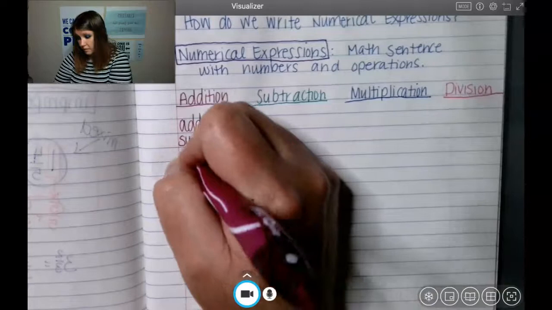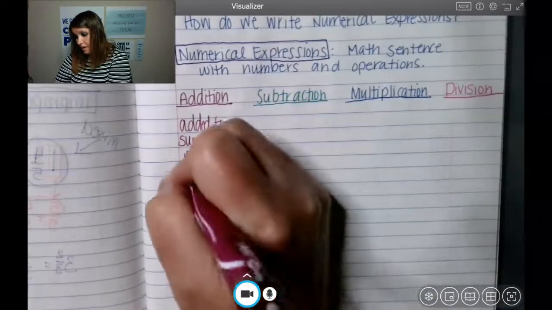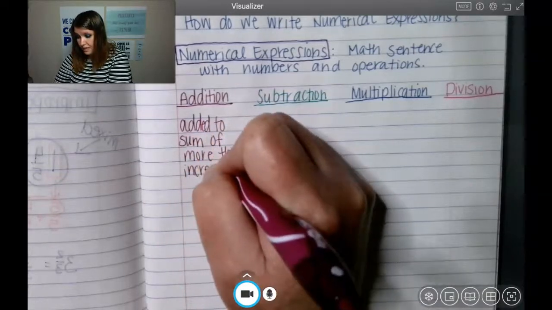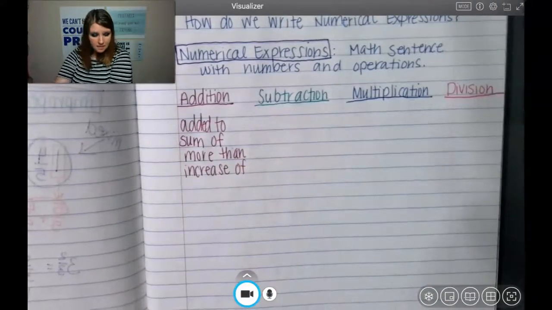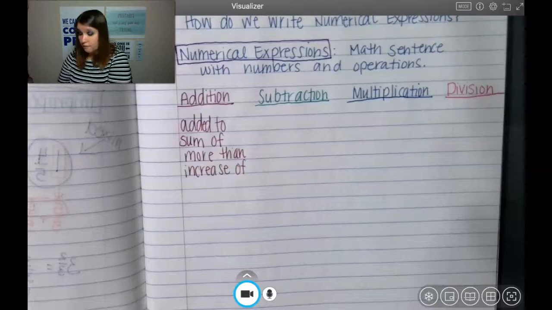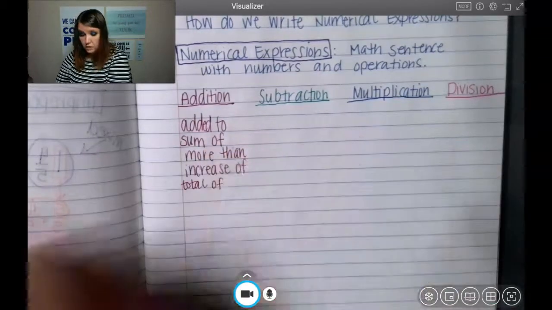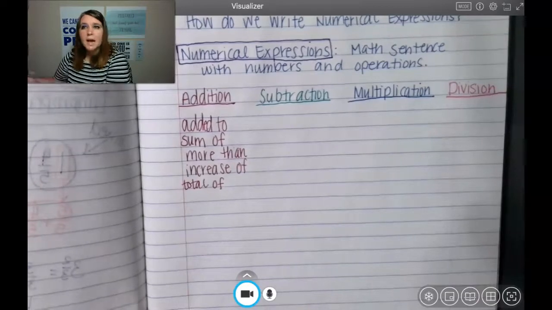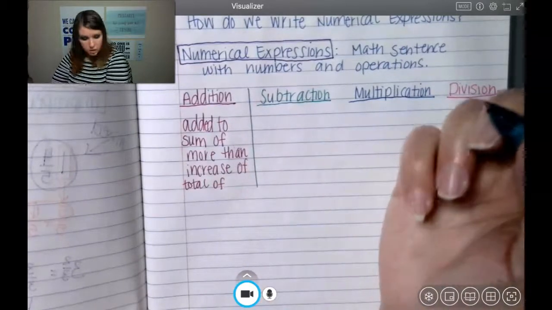More than. Increased. There was an increase of this amount of money, right? Total of. The total of blah, blah, and blah, blah, right? Okay, I think that's good for now. We can always come back and add more to our notes later. All right, let's go on to subtraction.